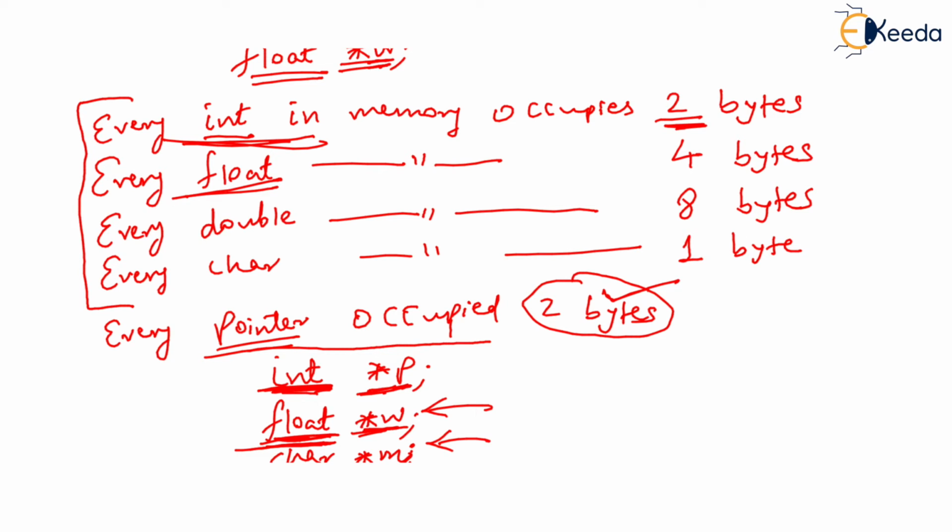So let us try to understand further. I will write one very small program again, just as we wrote in the earlier video. What I will do here is I will declare one float variable x which is having value 6.5. Then I will declare a float pointer p.